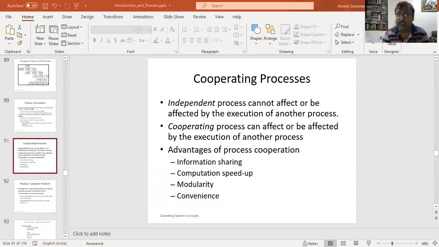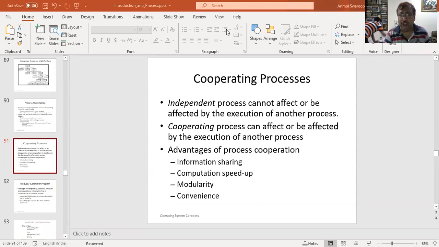So in the last lecture, we were discussing the processes. What is the difference between a program and a process? How the processes can be created with the help of a system call. We discussed parent process and child process. Basically, a process can be of two types: independent processes and cooperative processes.